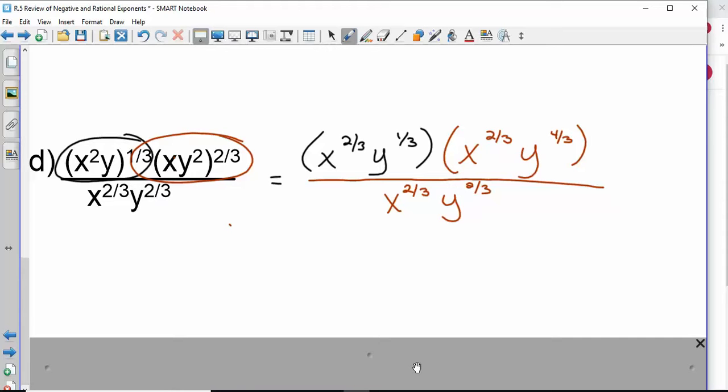The numerator, on the top here, if you are multiplying and these x's are written each time, what do we do with those exponents? Add them. So a power to a power we multiply, but if the base is written each time, we add those. So 2/3 plus 2/3 is 4/3. For my y, 1/3 plus 4/3 is 5/3.